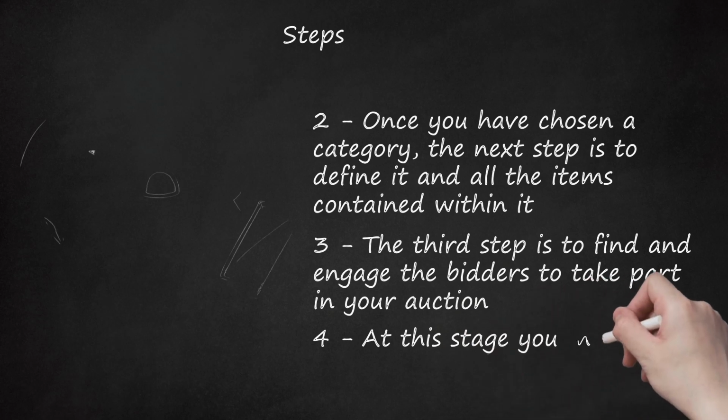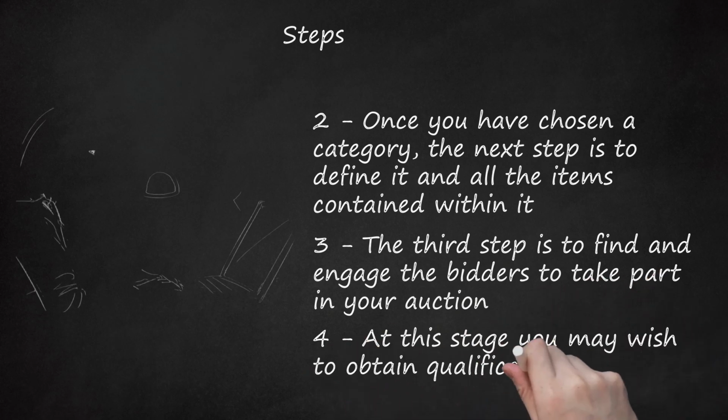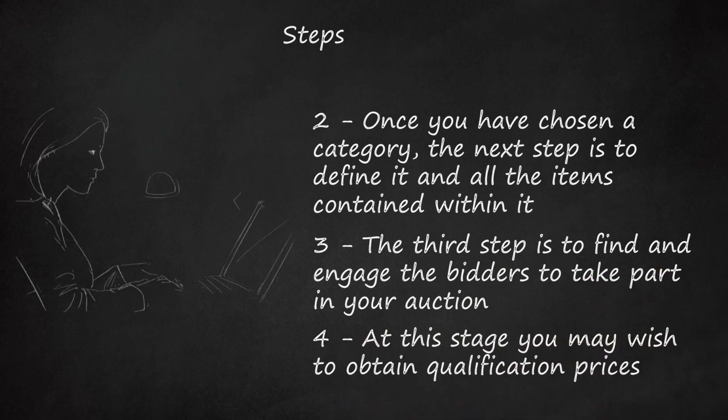4. At this stage you may wish to obtain qualification prices. This allows you to gain an understanding of any discrepancies in the information you gave them by seeing if certain submitted prices are wildly different. It will also enable you to get a provisional understanding of which bidders are in the right ballpark and which are either much too expensive or much too cheap, in which case you may wish to have further conversations with them with perhaps a view to eliminate them from the auction.